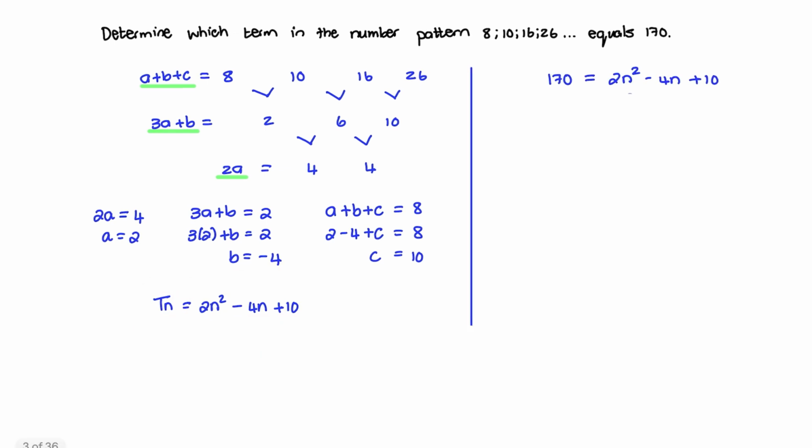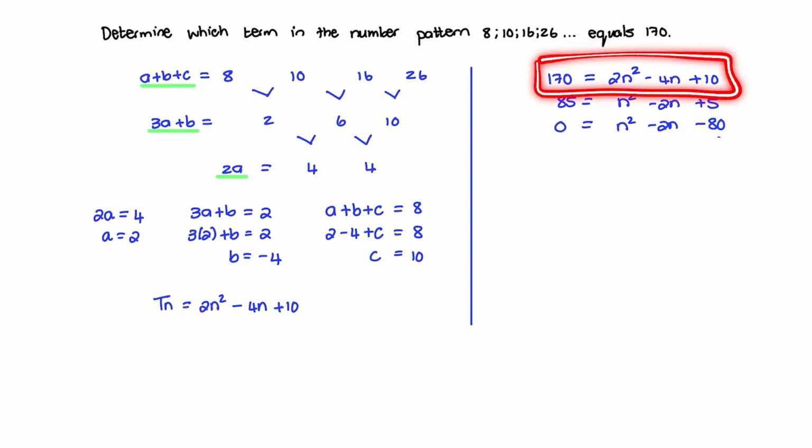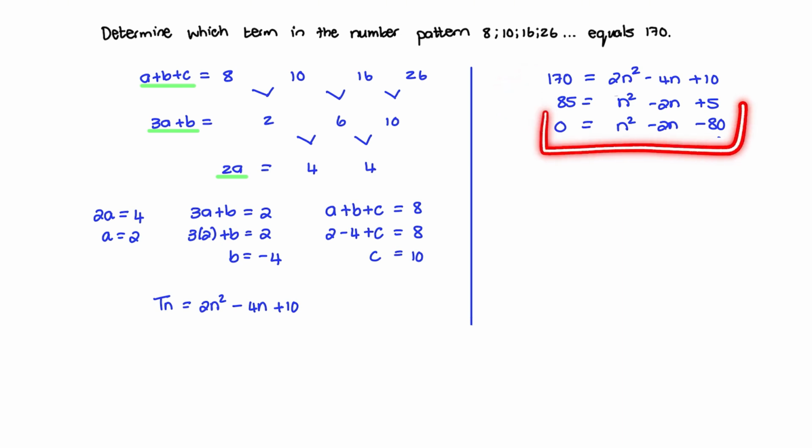So let us set that up. In our equation, I replaced Tn with 170, and this created a quadratic equation. So what I saw in my first line is that I have even numbers. So to get to the next level, I divided everywhere by 2. Then I rewrote the equation in standard form.